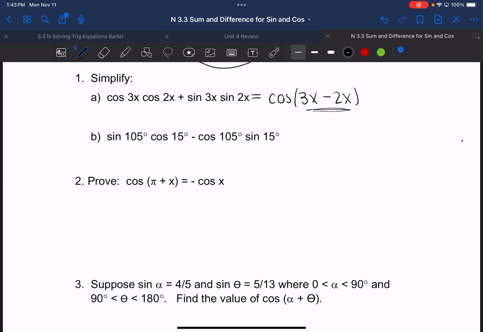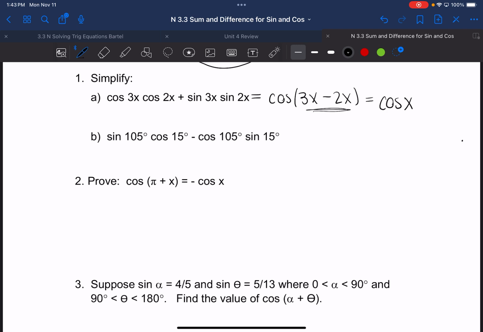So what is 3x minus 2x? So this simplifies to cosine of x. Now, do we have any idea what x is? No, they didn't tell us. So I can't simplify any further. That's as far as I can go. But we did simplify it quite a bit, right? It was pretty big. We brought it down to a single term.